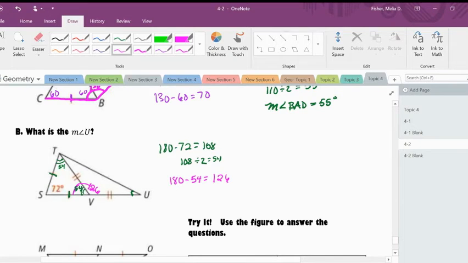And then I can do the same thing for this last one and say 180 minus 126 equals 54, and then 54 divided by 2 is 27 degrees. So this is 27 and this is 27. So the measure of angle U equals 27 degrees.